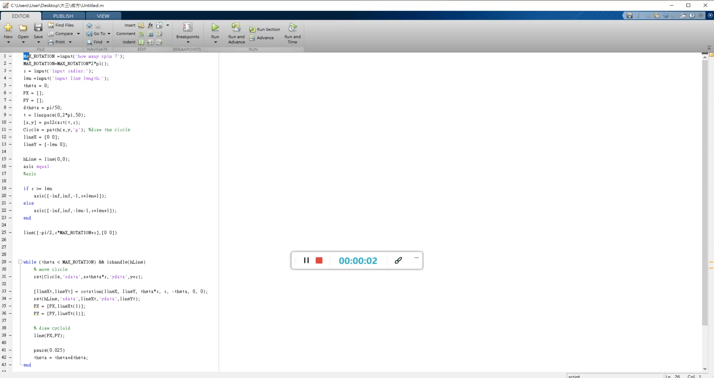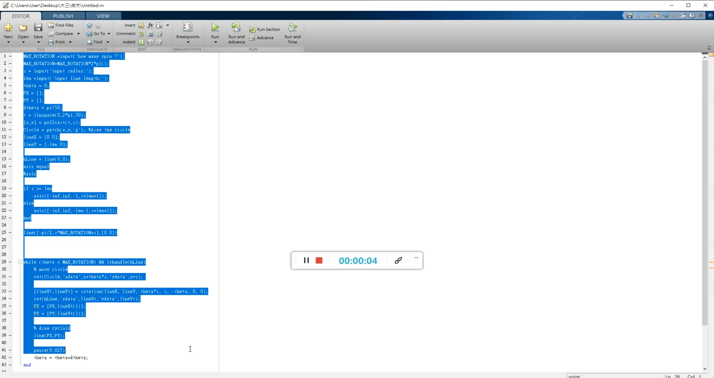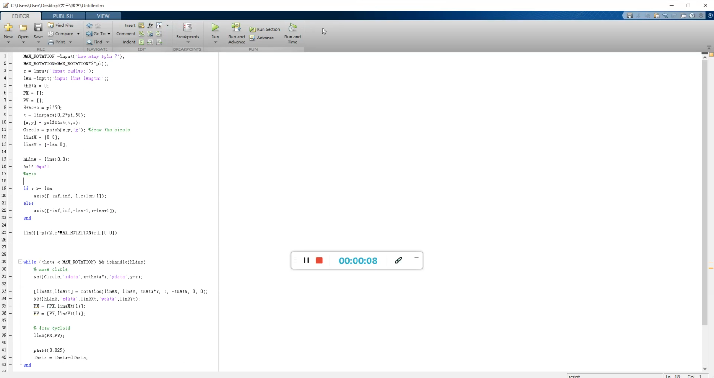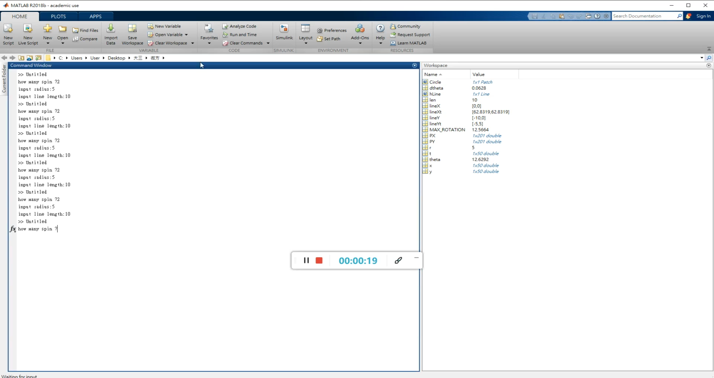So this is the MATLAB code for this project, and first I'll demonstrate it. In the picture we get a trochoid where the length is larger than the radius. So I will first use it. It will ask for the input of how many spins.